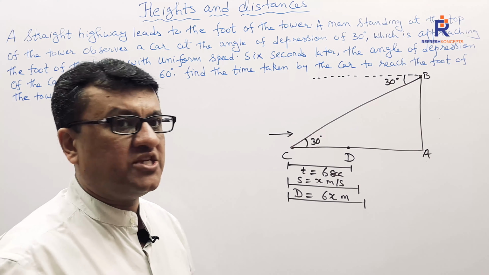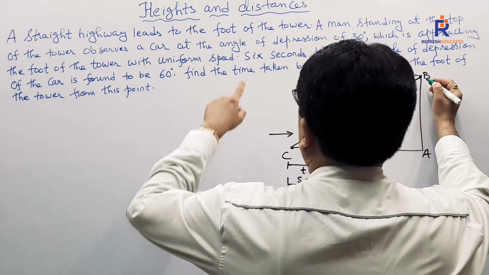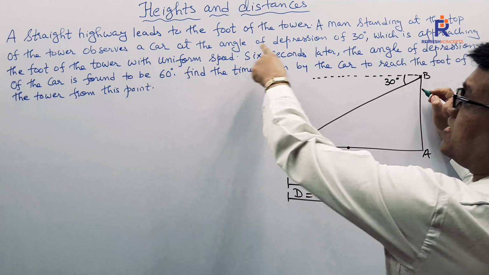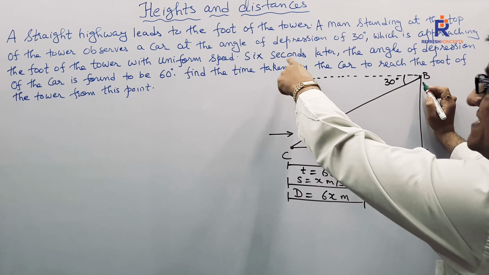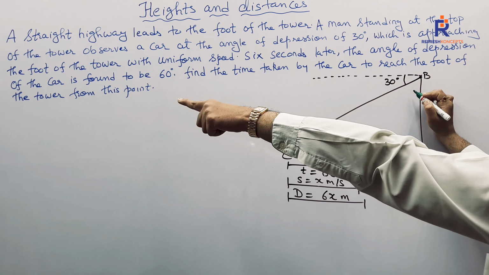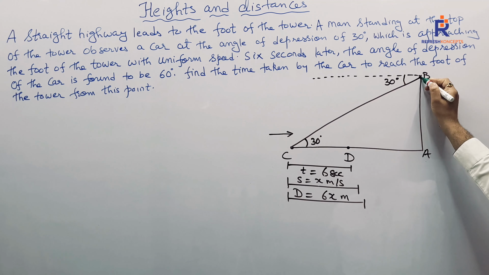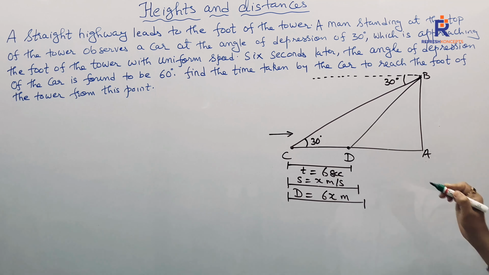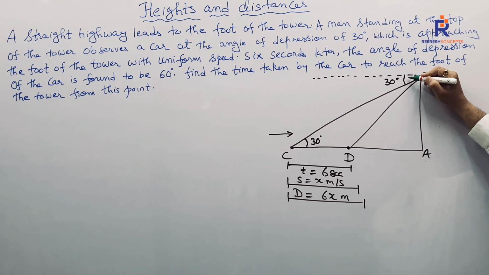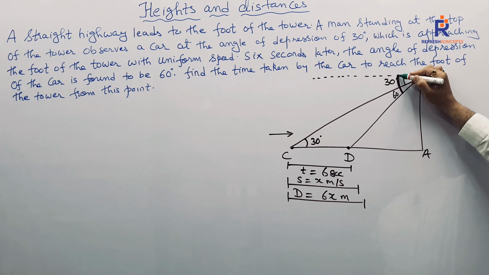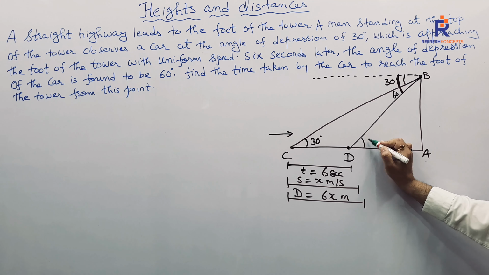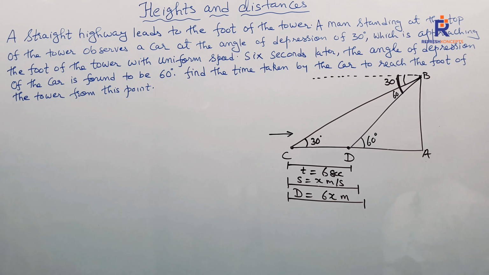The question further adds on. The car is approaching the foot of the tower with a uniform speed, and 6 seconds later the angle of depression of the car was found to be 60 degrees. Mind you, it is this entire angle which is 60 degrees. If this entire angle is 60 degrees, this is also 60 degrees.